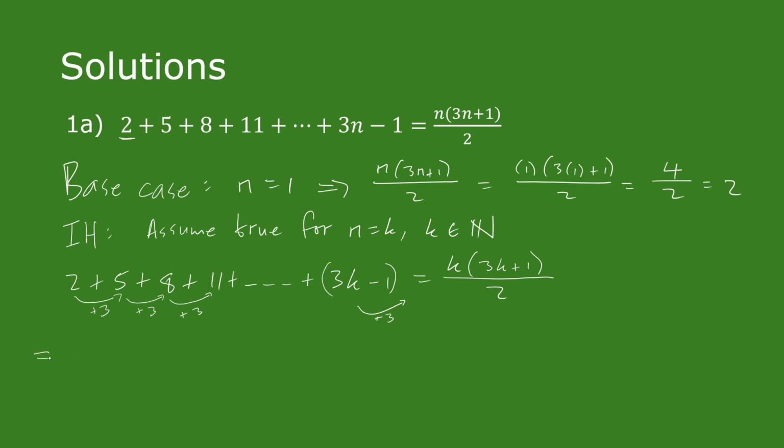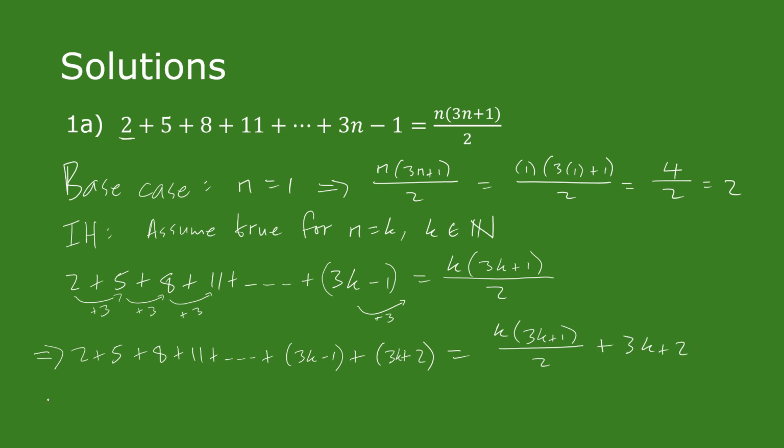So what we can do now is we can say 2 plus 5 plus 8 plus 11 plus a whole lot of other terms plus 3k minus 1 plus 3k plus 2. But what we do on the left hand side of the equal sign, we must do on the right hand side. So on the right hand side, we have k times 3k plus 1 over 2, and now we must add 3k plus 2.